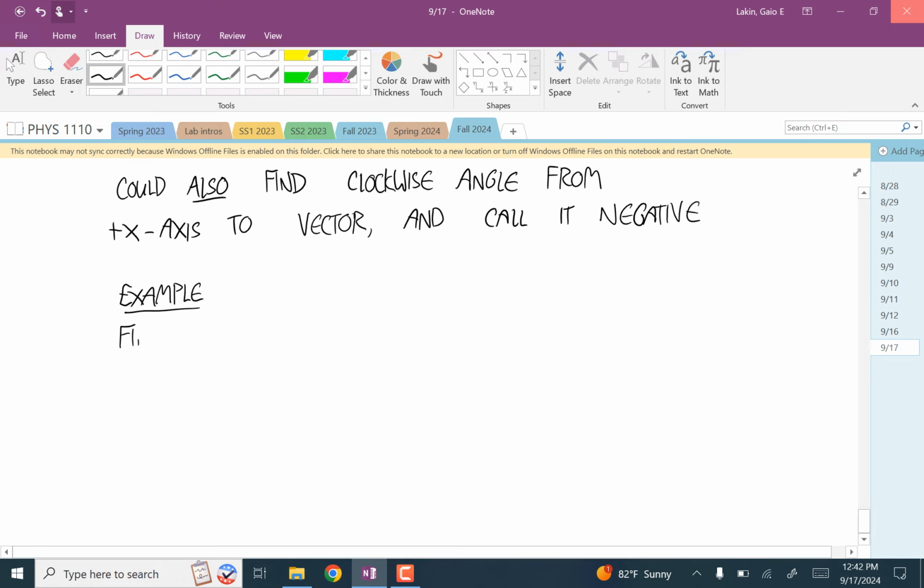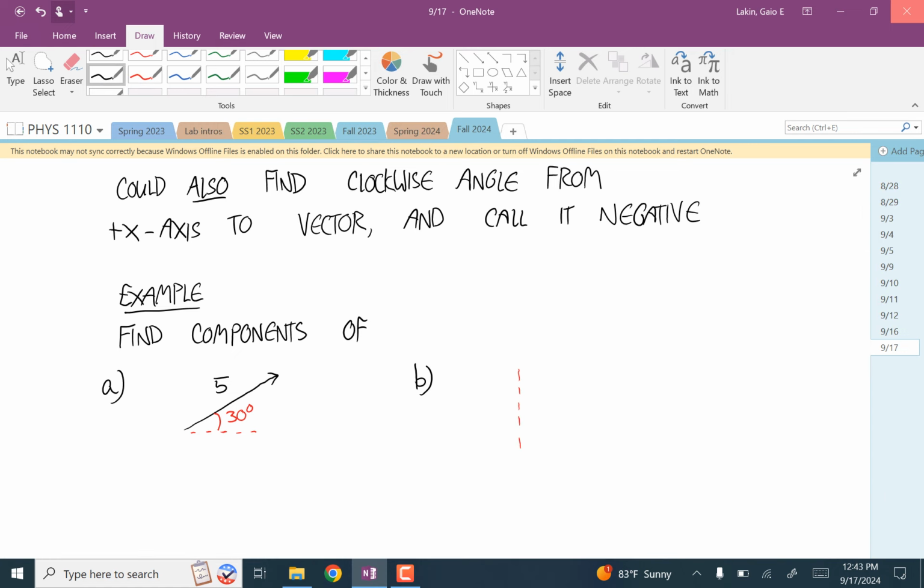So find the components of, so the first one is a vector that has a length of 5 and makes an angle of 30 degrees with the horizontal. And second, a vector that has a length of 10 and makes an angle of 20 degrees with the vertical.